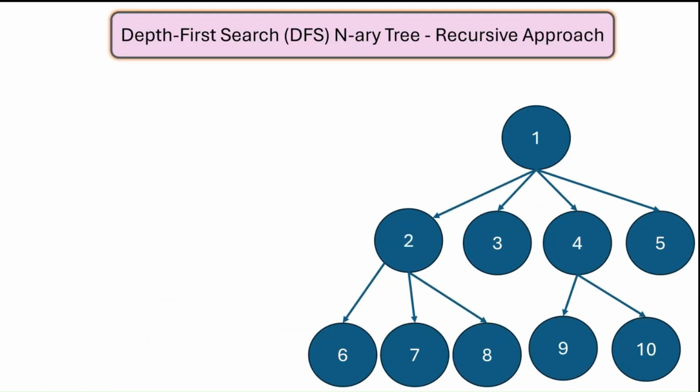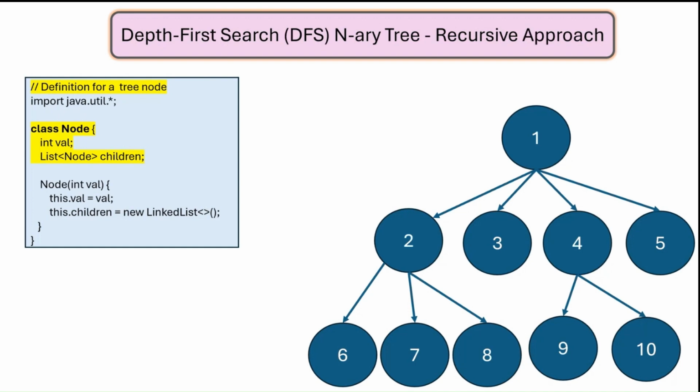Let's understand the implementation of depth first search, DFS, for an N-ary tree using the recursive approach. A node of the N-ary tree can be represented using a class structure like this. Int val is the data stored in a node. It can be anything like a string, object, etc., based on the requirements. A node in an N-ary tree can have multiple children nodes. That is why it is represented as a list here, where the references of the child nodes are stored.